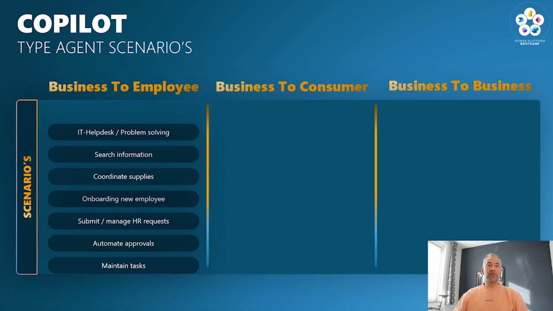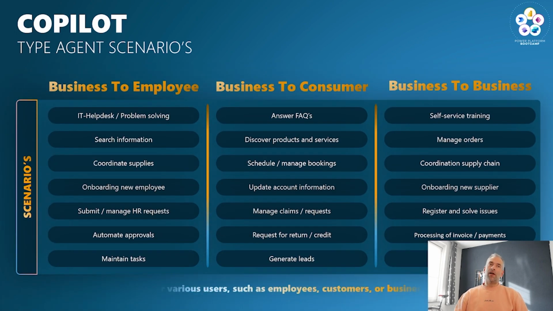So typical agent scenarios, there are a lot. Business to business, business to employee, business to consumer. Already talked about the onboarding agent, maybe onboarding a new supplier. They always have the same questions. Schedule bookings, managing cases or claims or whatever, automate approvals for leave. You name it, and the statement is, if the tasks that have to be executed are always the same, think about creating an agent for it. Making sure that you as a human really have added value towards your customers.